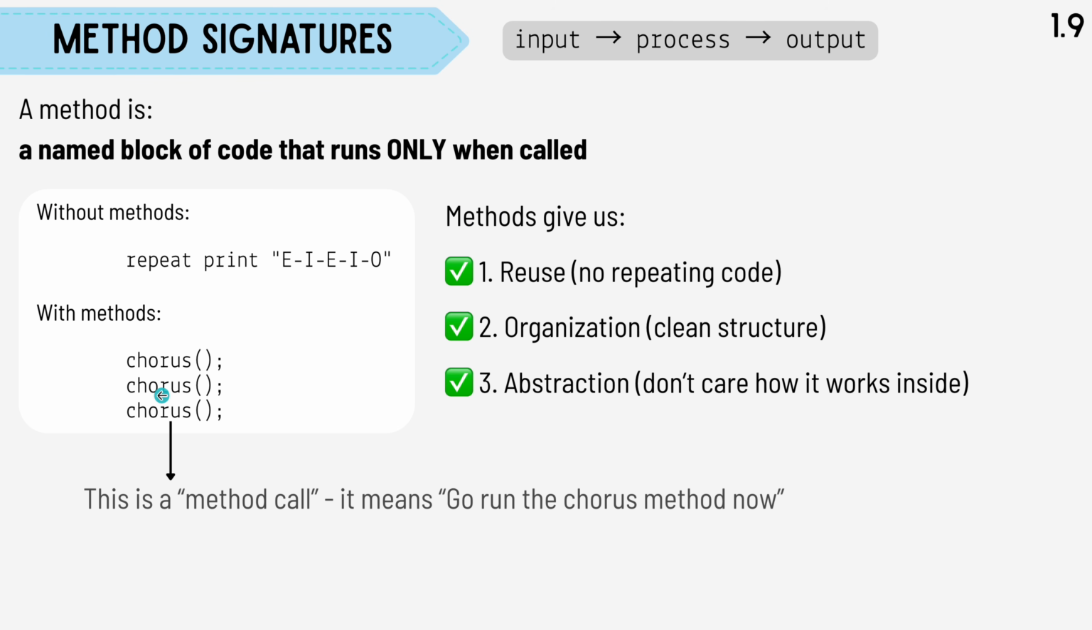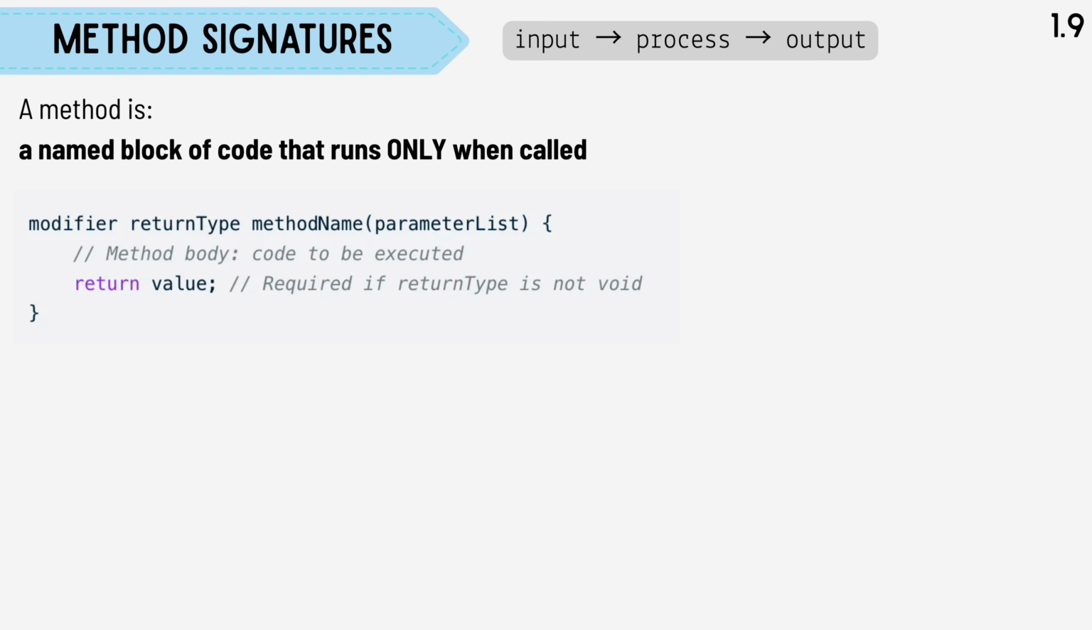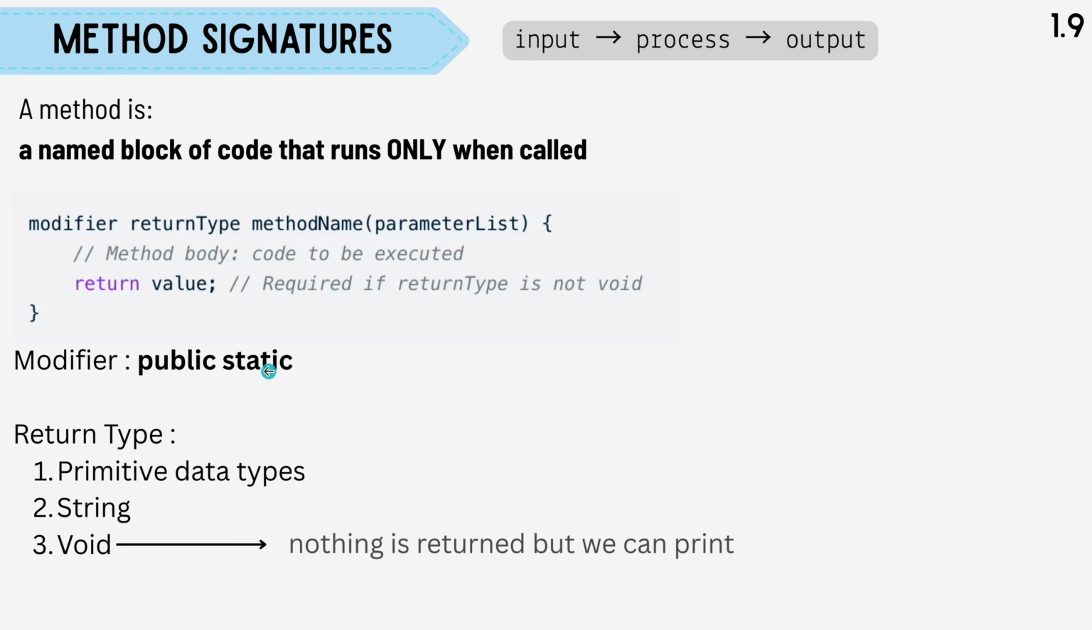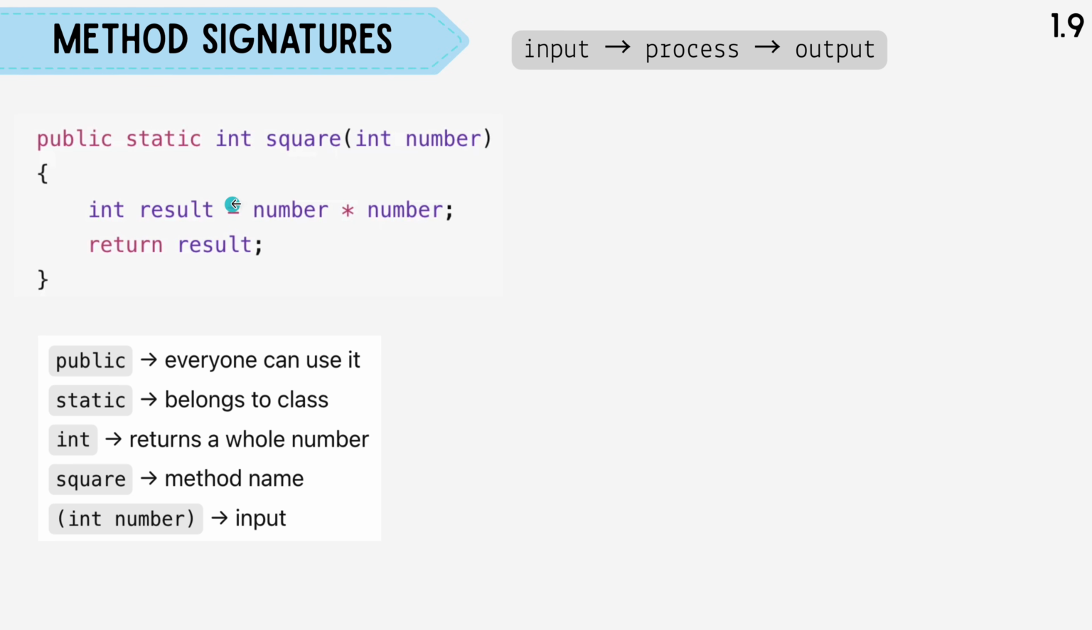Method signatures are basically how you call a method, and a method is code that only runs when it's called on. Next, this is how you write a method: modifier, return type, method name, and then we have the code and then a return value, but that's too complicated. Let me simplify it. Modifier is public static. The return type can be any of the data types that we learned, strings, or void. It doesn't return anything, but we can print. Here's a really simple example. Public static is the modifier, int is the type, then name, parameters, what it does, and it returns the result. It returns an int.